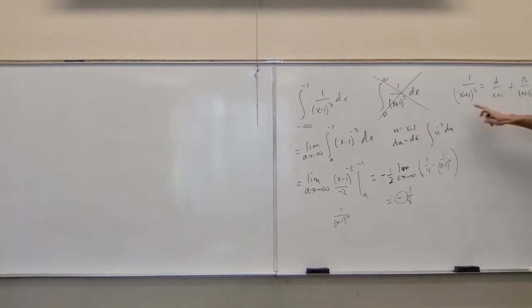So I need this function to be exactly the same as this one. Can you make that happen? Yes, if A is 0, and if B is 0, and if C is 1. That's what partial fractions is going to tell you. This one's got to be 0, this one's got to be 0, this one's got to be 1. And therefore, we're right back where we started. Okay? You believe me? Yeah.